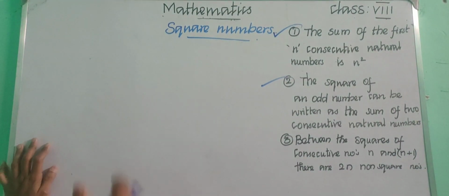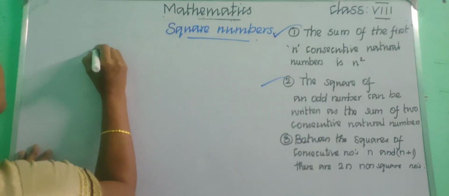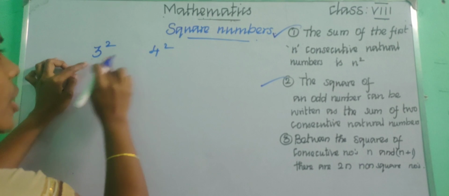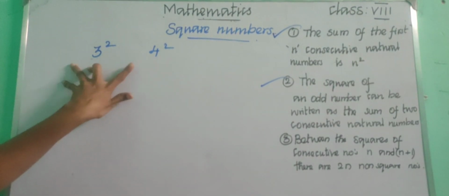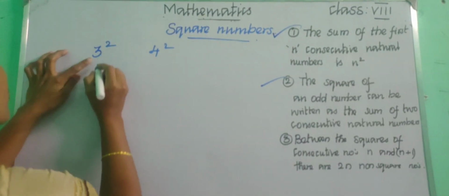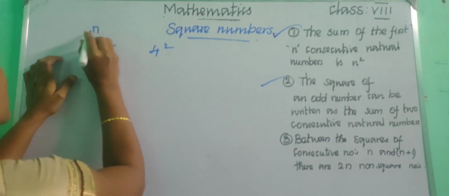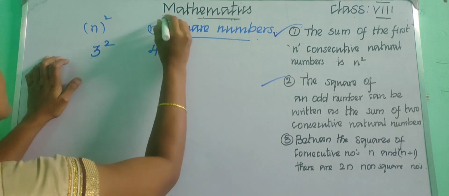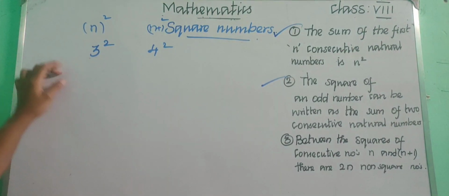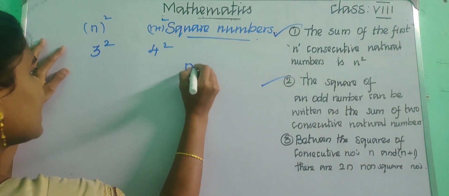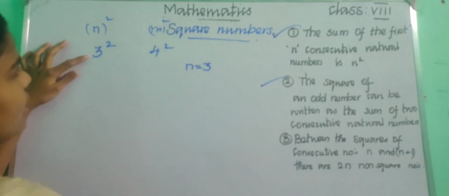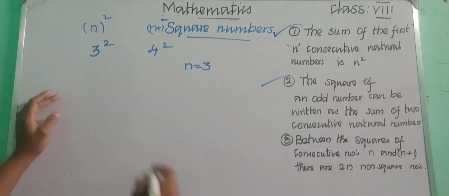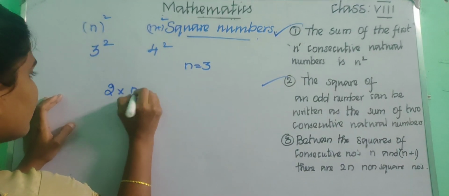Say we have 3 squared and 4 squared. These two are consecutive square numbers, right? So we can consider this as n and this as n plus 1, so it is n squared and n plus 1 squared. Now what is n? n equals 3. So how will you find the number of non-square numbers? 2 into n.